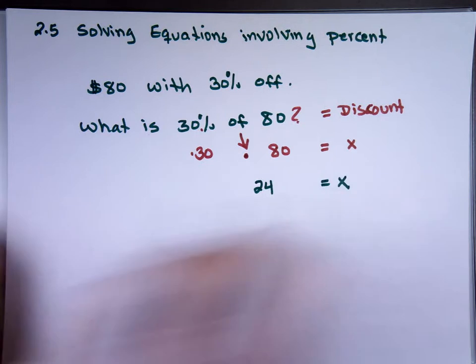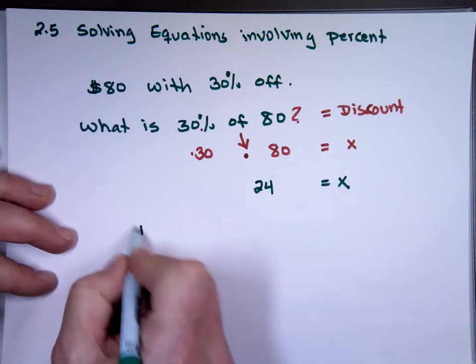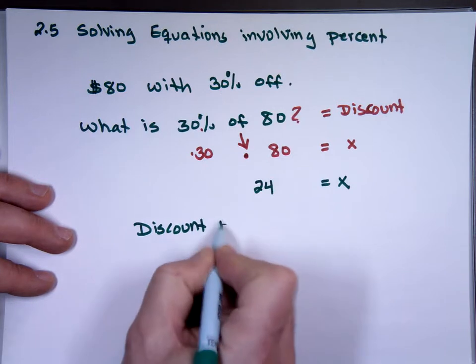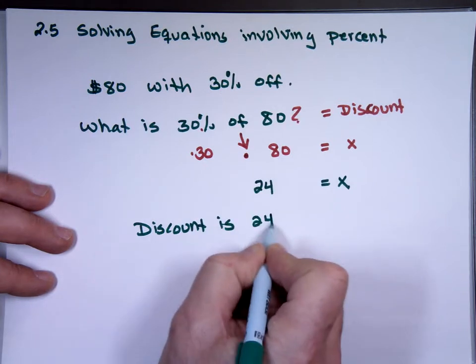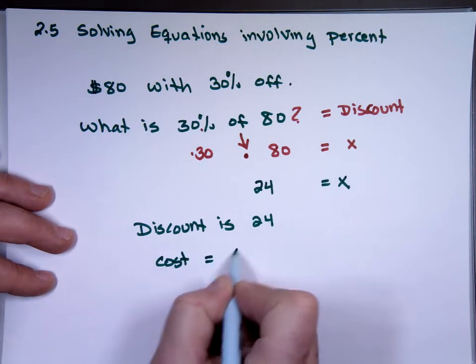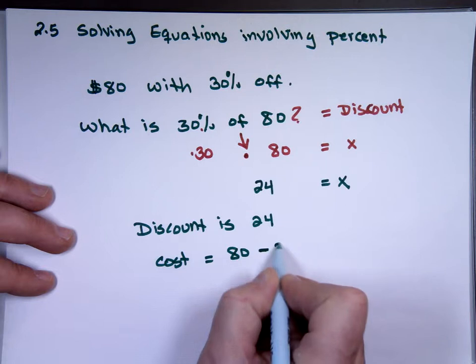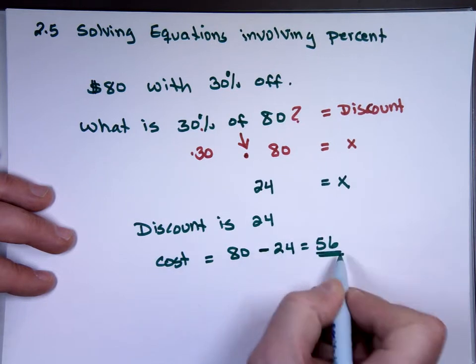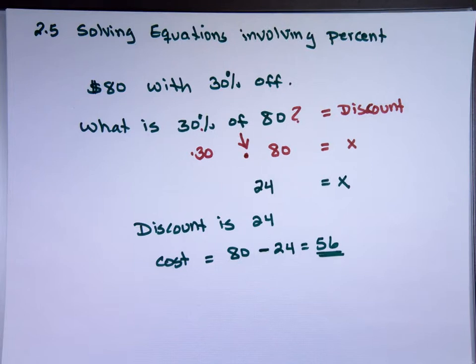That's my discount. So my discount for the gloves is 24. So what is the cost for the gloves now? 80 minus the discount, which is 24. Is that $56? So the discounted gloves will be $56.